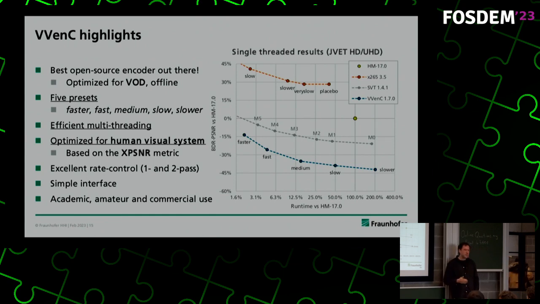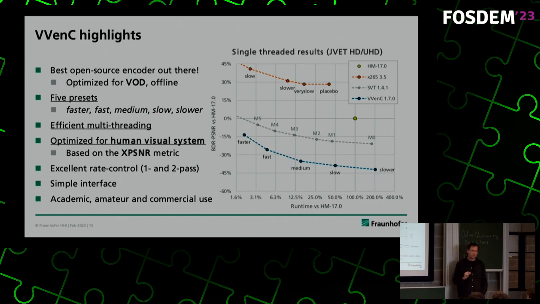All right, so we have 5 presets on the encoder, from faster to slower. You can see this is a single-threaded graph, and more or less how those presets compare to x265 in orange. We have very efficient multi-threading, up to 8 threads, or up to 16 threads with some additional options. I'm going to talk about this a little bit in 2 slides. And we have a very good optimization for the human visual system based on the XPSNR metric, which I'm also going to mention a little bit later.